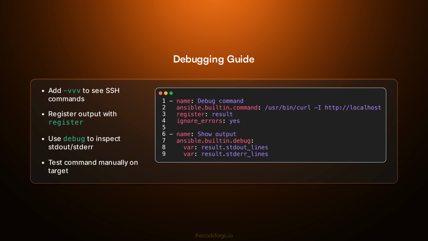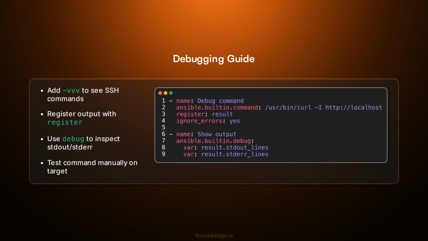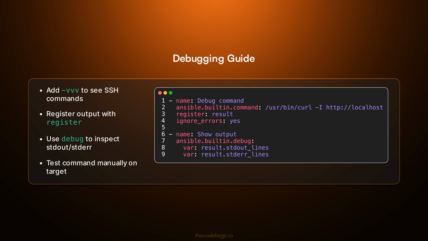To debug command and shell issues, add -vvv to your ansible-playbook command to see the exact SSH commands. Use register to capture output and debug to print it. Also test the command manually on the target host with the same user to verify paths and permissions.